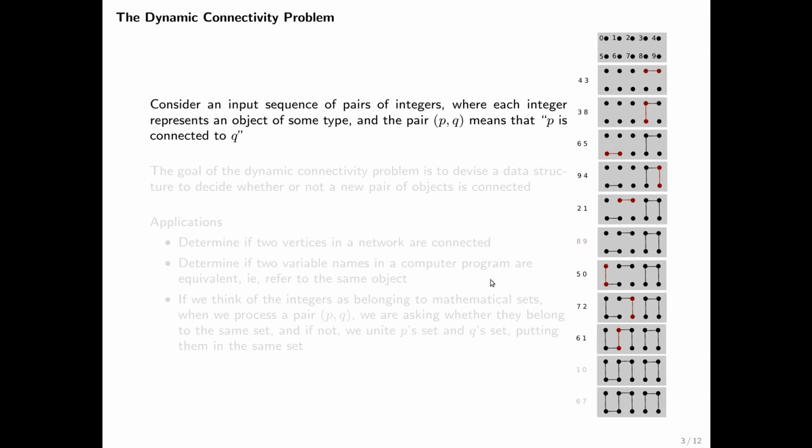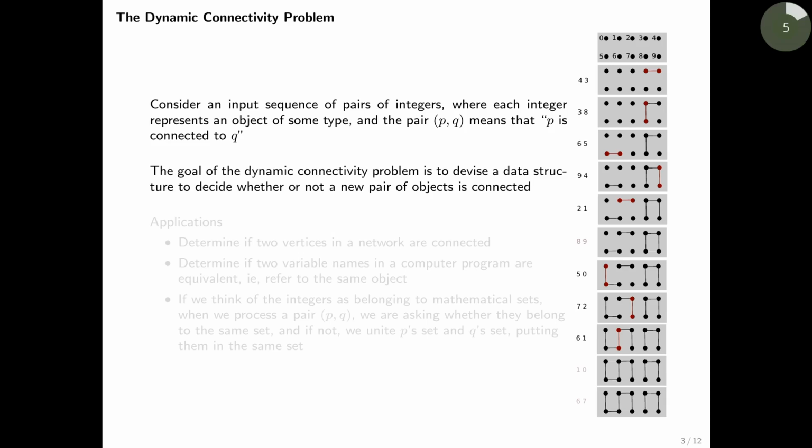So the goal of the dynamic connectivity problem then is to devise a data structure that will help us decide whether or not a new pair of objects is connected. And if they're not connected, the data structure would provide a mechanism for establishing a connection between them. And we want to solve this efficiently. So we want to be able to figure out if 2 points are connected or not efficiently. And if they're not connected, we want to efficiently connect the 2 points.